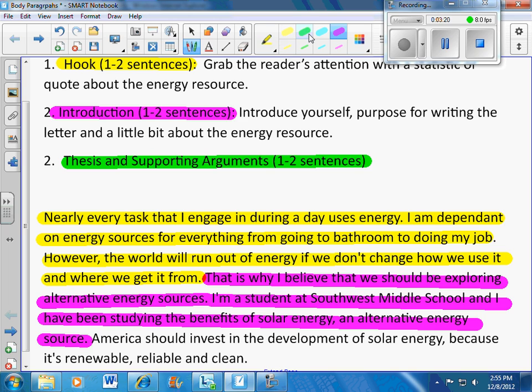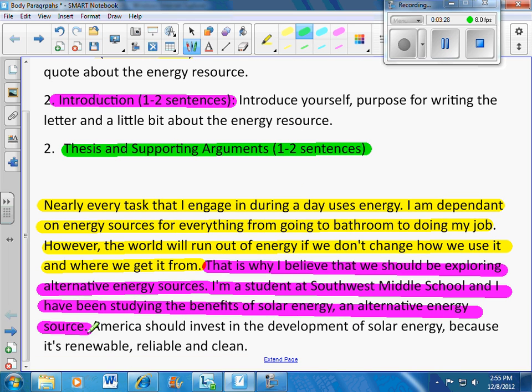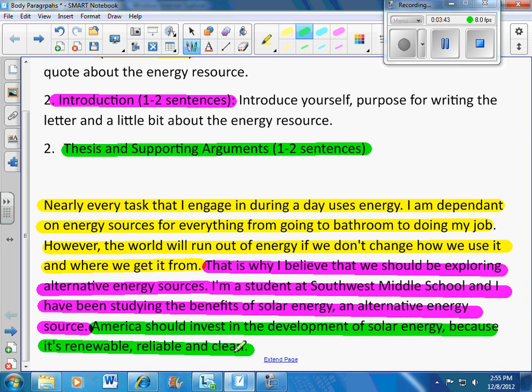Now here's my tripartite thesis. Remember, your tripartite thesis is the most important sentence in your entire essay or letter. America should invest in development of solar energy. That's my thesis. That is what I'm going to be arguing throughout my entire letter. Here are my supporting arguments. Because it's renewable, reliable, and clean.